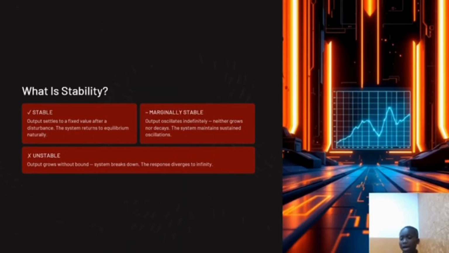In classical control systems, we have three types. One, the system being stable. Two, the system being marginally stable. And three, the system being unstable.